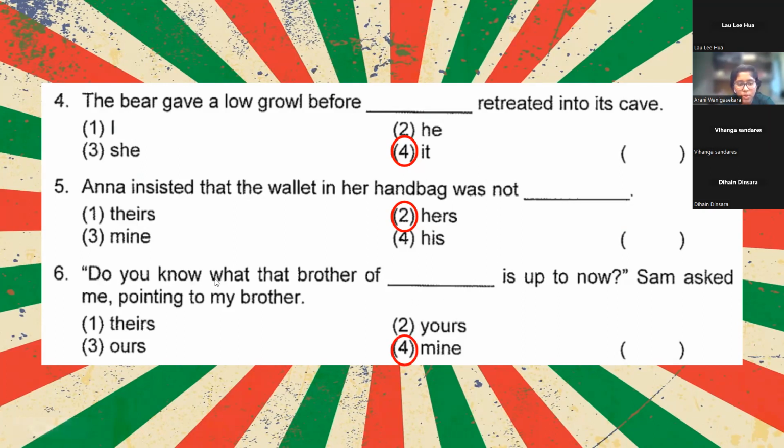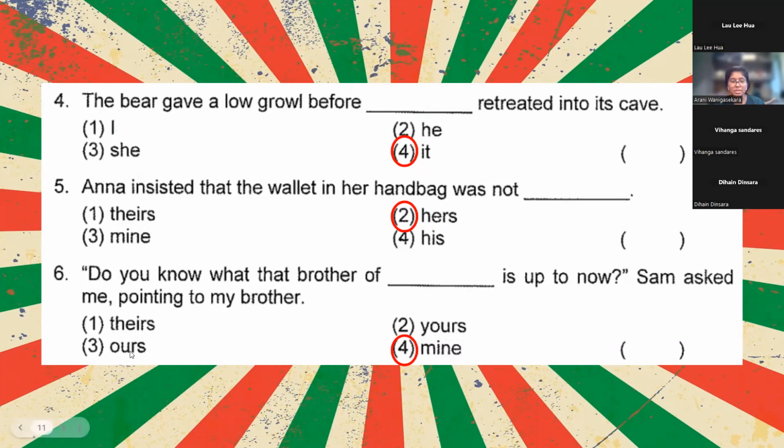So do you know what that brother of mine is up to now? Sam asked me, pointing to my brother. Okay, so in a way you can use yours as well, because do you know what that brother of yours is up to now? Sam asked me pointing to my brother, right? So you can use yours, but also you can use mine. Do you know what that brother of mine is up to now? Sam asked me, pointing to my brother.